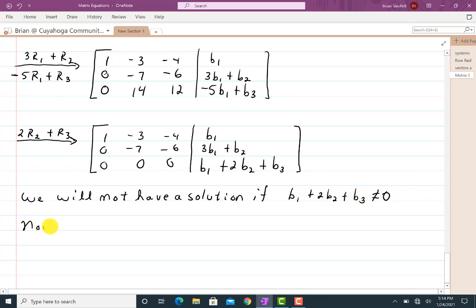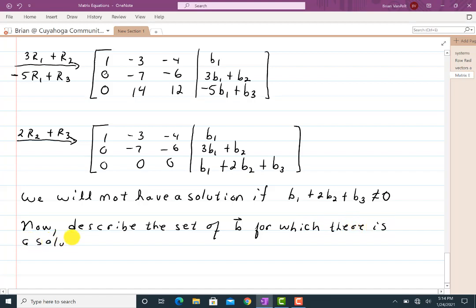Now, describe the set of B for which there is a solution. Well, let's come back up to this final answer here. I know I may have a solution if this entry is 0. Does that guarantee us to have a solution?